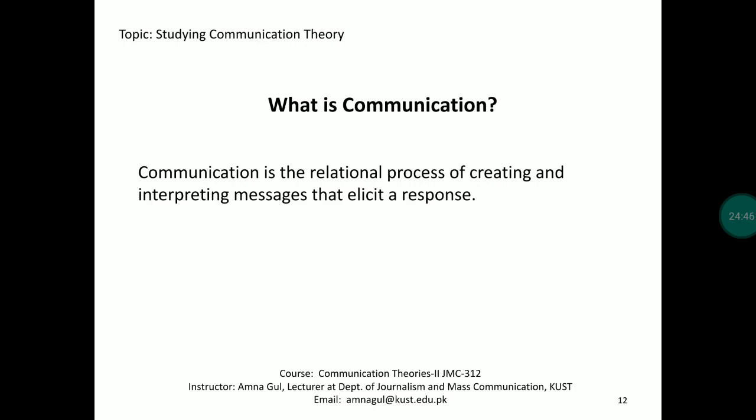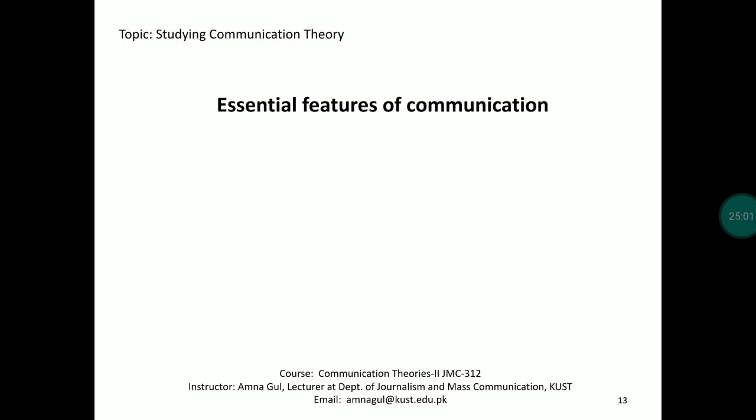So for starters, this is the working definition that I've just put on the slide: communication is the relational process of creating and interpreting messages that elicit a response. To the extent that there is redeeming value in this statement, it lies in drawing your attention to five features of communication that you'll run across repeatedly as you read about theories in this field. In the rest of this lecture, I'll flesh out these concepts.